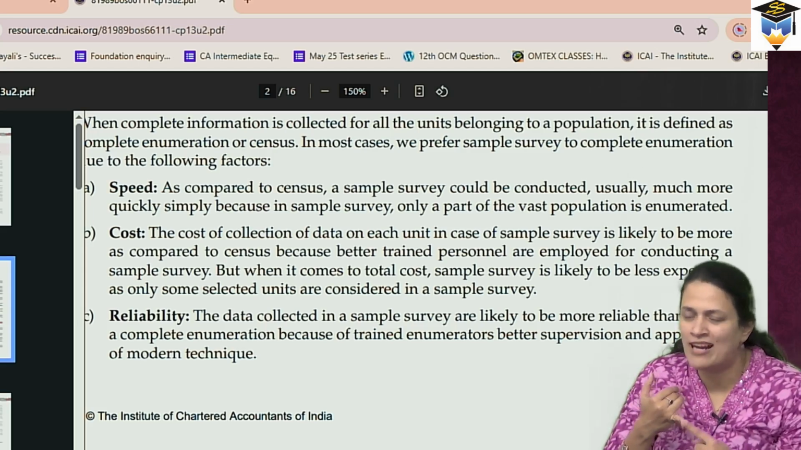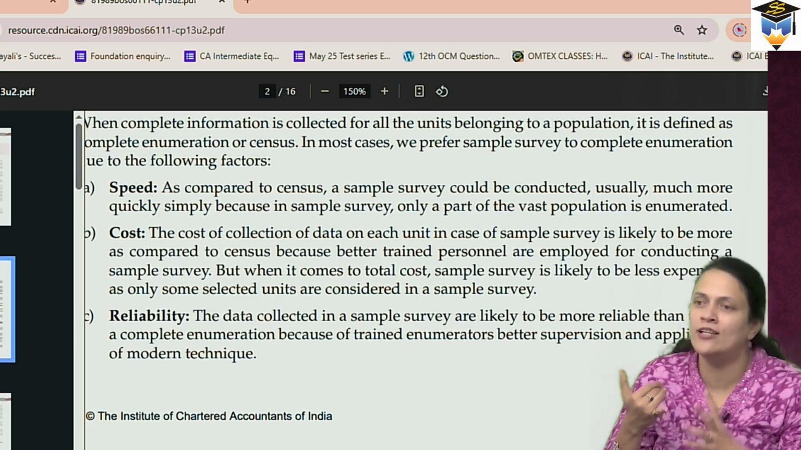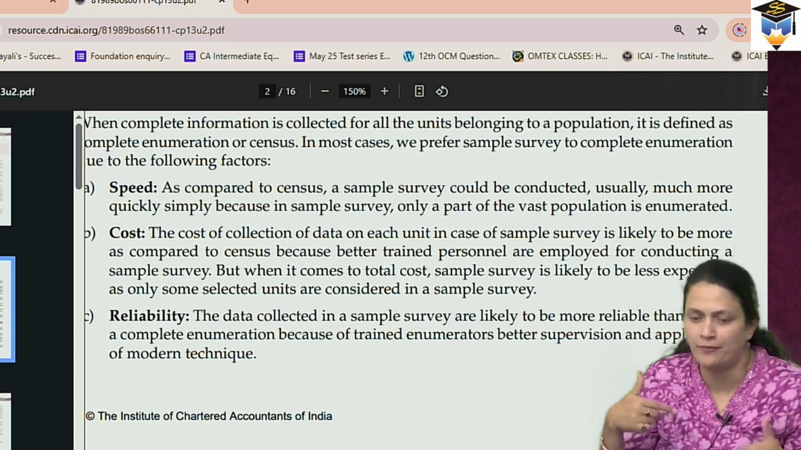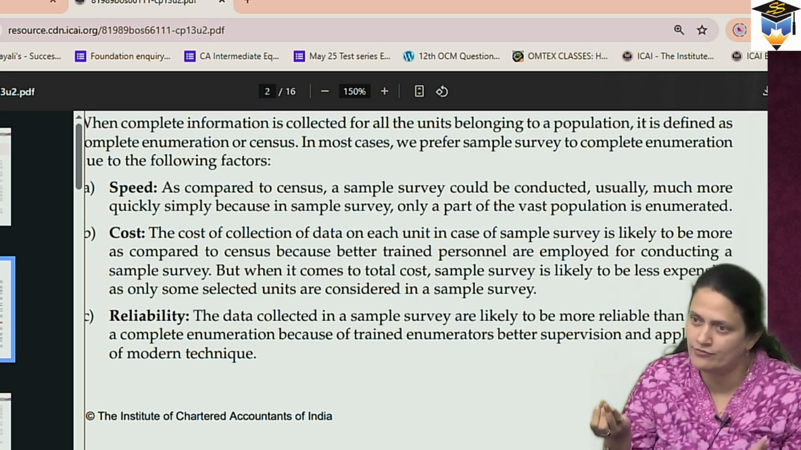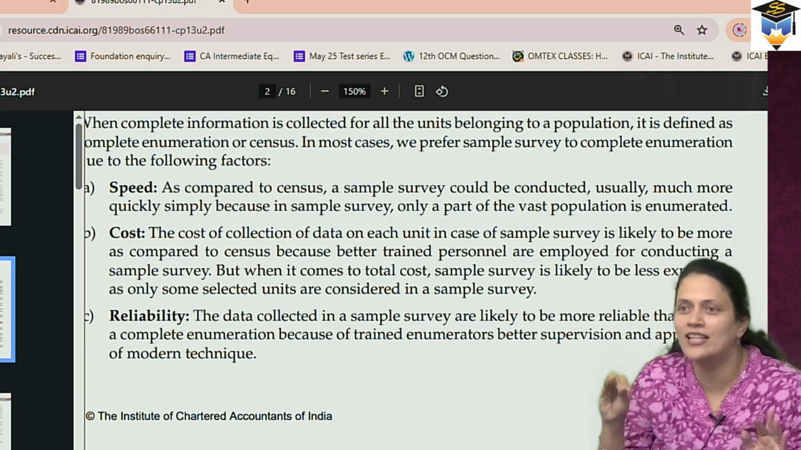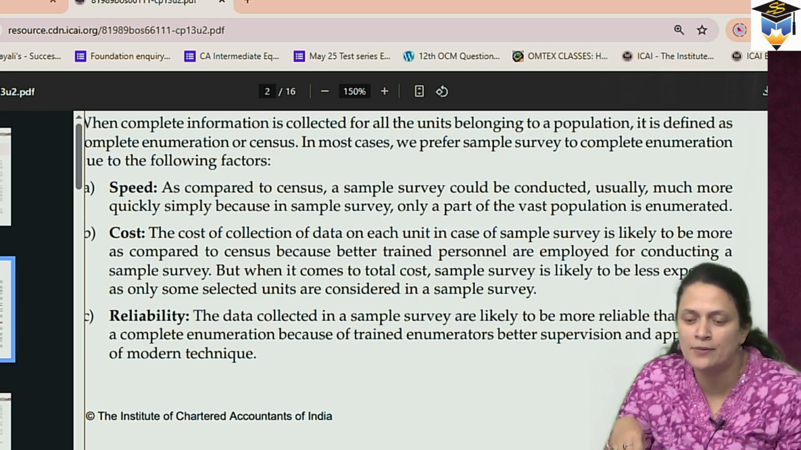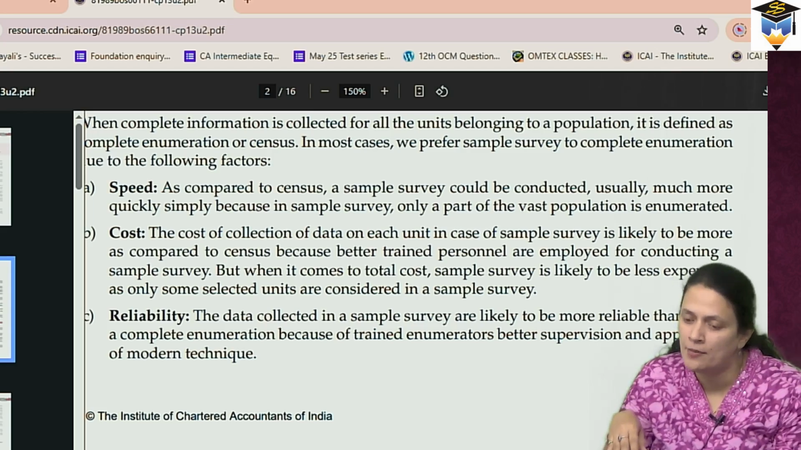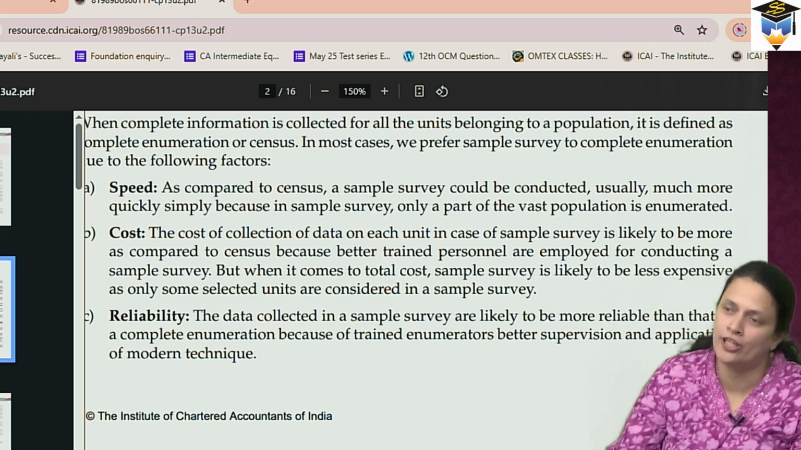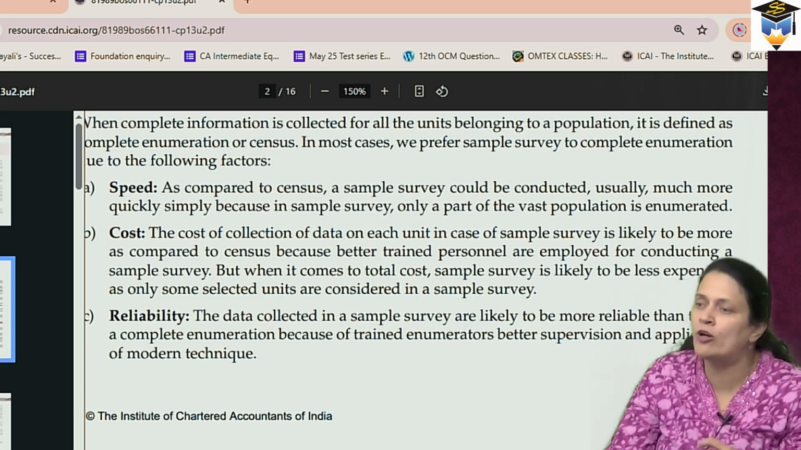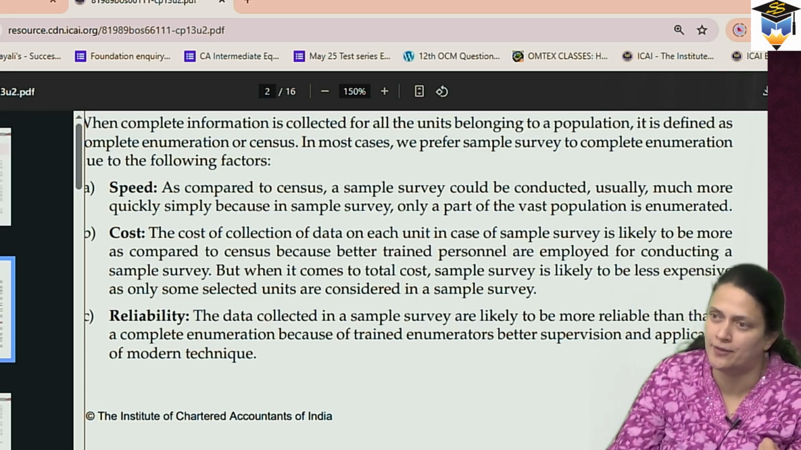Speed is important. Faster speed should be there so that we will receive the result in a less amount of time. Second, cost effective, always for India, everything has to be cost effective. Third, reliability, it has to be reliable because of trained enumerators, better supervision and application of modern techniques. So the sampling has to be done using modern technique, then only it will be more accurate and reliable.